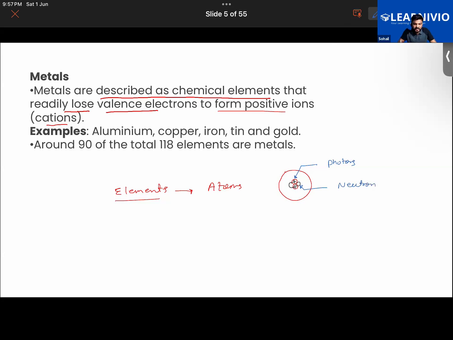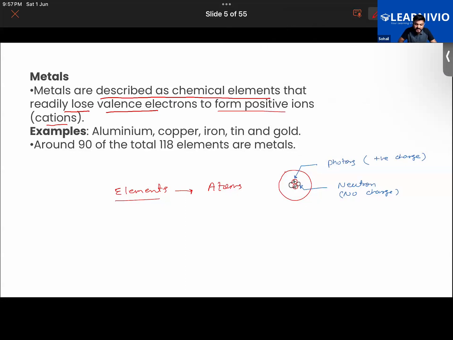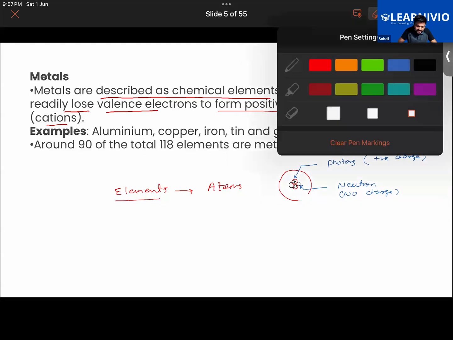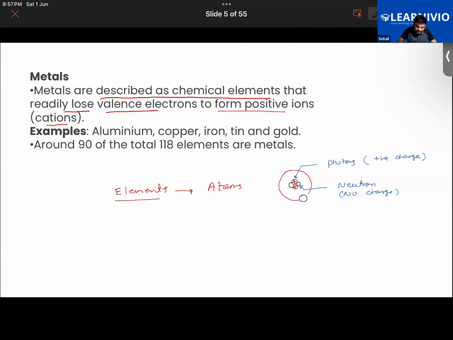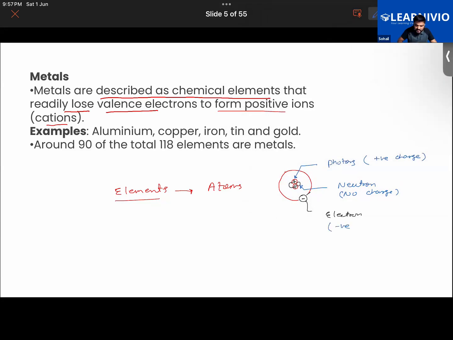What do we call them? Neutrons, meaning they don't have any charge. Protons have positive charge. Now, there's one more subatomic particle that we know as the electron. Electrons are negatively charged, and they will be rotating around the nucleus. The protons and neutrons lie in the center. They form the nucleus of the atom.